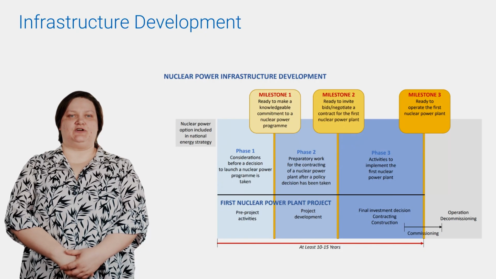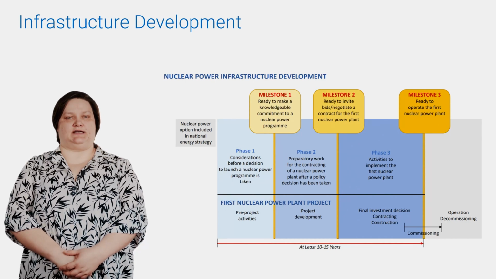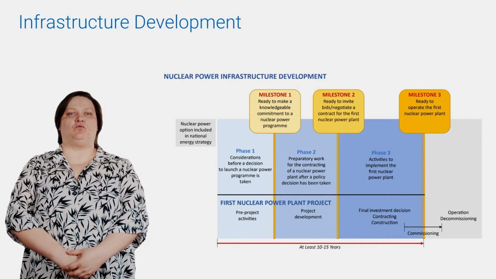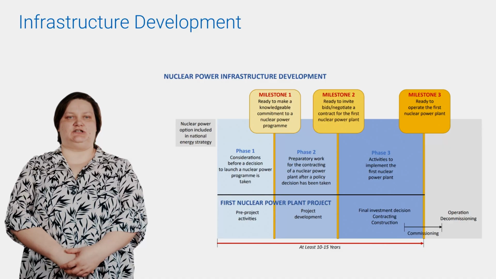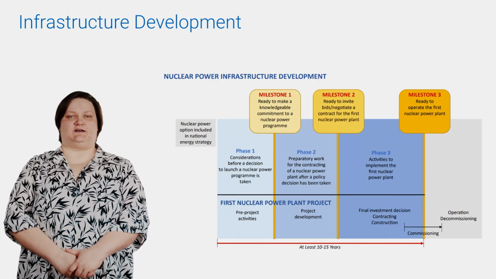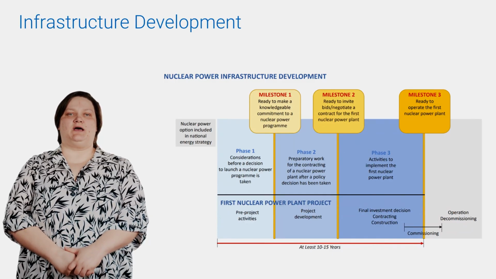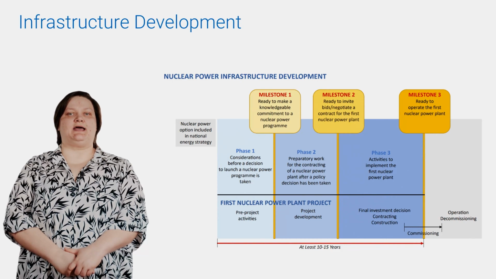Phase 1. Considerations before a decision to launch a nuclear power program is taken. Phase 2. Preparatory work for the contracting and construction of an NPP after a decision has been taken. Phase 3. Activities to implement the first NPP. The completion of each phase is marked by a specific milestone where the progress of the development effort can be assessed and a decision can be made to move on to the next phase.